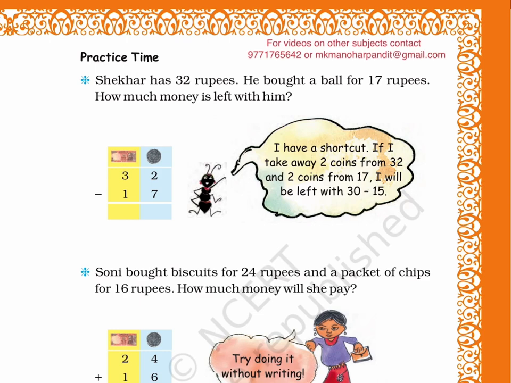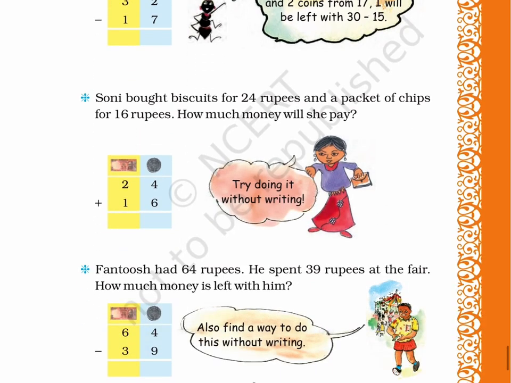Question 2. Sony bought biscuits for 24 rupees and a packet of chips for 16 rupees. How much money will she pay? There is a table with rupees 10 note column in yellow and rupee 1 coin column in blue below this question. The table reads as: Row 1, Column 1, number 2 is written. Column 2, number 4 is written.